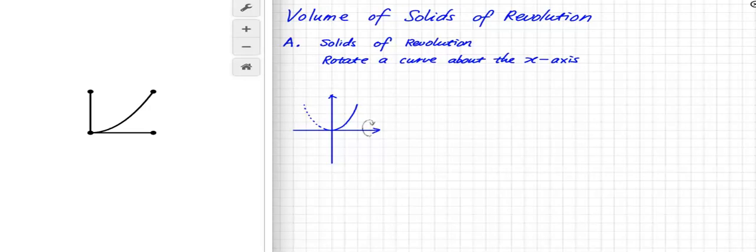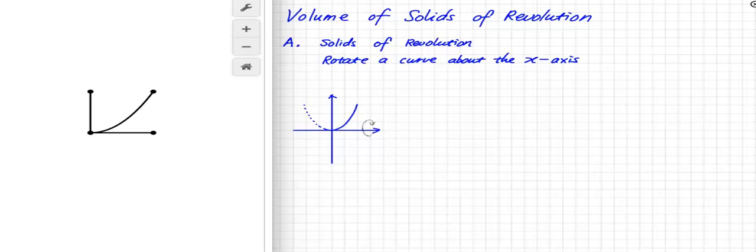Hello everyone, in this video we're going to talk about how to find the volume of solids of revolution. Now we're going to look at the first case, which is the solid of revolution created by rotating a curve about the x-axis. We're going to have a look at what that actually means.